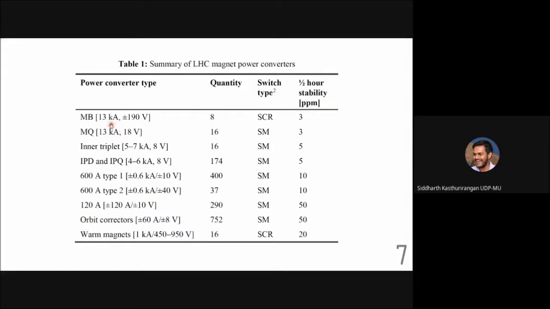I would like to draw your attention to a few things. One is the currents which are involved. Several of the magnets use currents directly in kiloamperes: 13 kiloampere, 13 kiloampere, 5 to 7 kiloampere, 4 to 6 kiloamperes, 0.6 kiloamperes, 120 ampere, 60 ampere, 1 kiloampere. So you can see that all of these are extremely high currents. Okay, first thing to note.